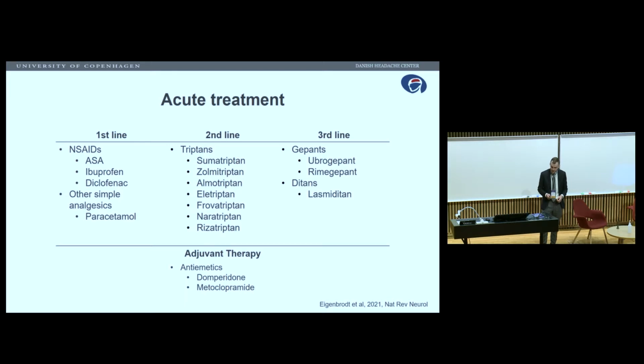Don't forget adjuvant therapy. Antiemetics might be the thing that helps your patient in the end when you've removed some of the pain, but nausea is like the most bothersome symptom. This should be treated as well in your clinic.